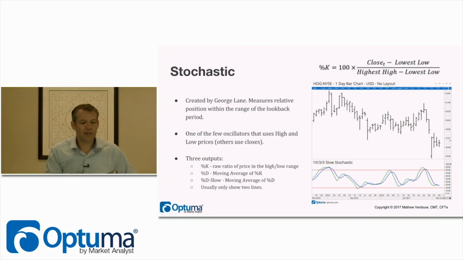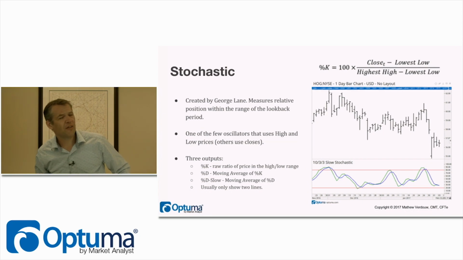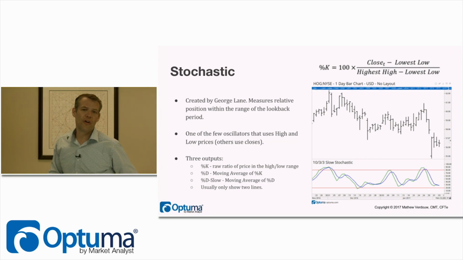Next one, which is a variant of that, is stochastic. What stochastic does is it just looks back through the look-back period, takes the highest high, the lowest low, and says, where are we today in that range? And so it calculates a ratio of where we are and plots that value. So it's actually quite different. Most of the oscillators we talk about just use the closing price, whereas stochastic uses the high and the low. So it's a little bit different like that.